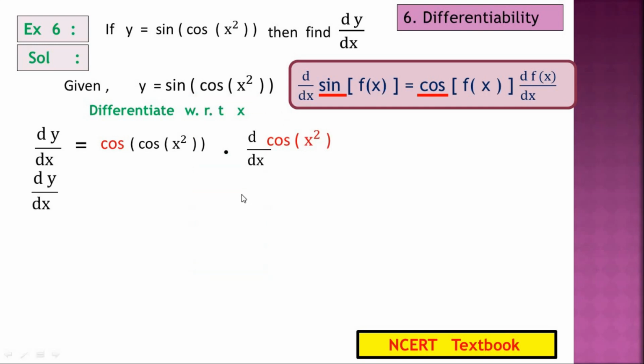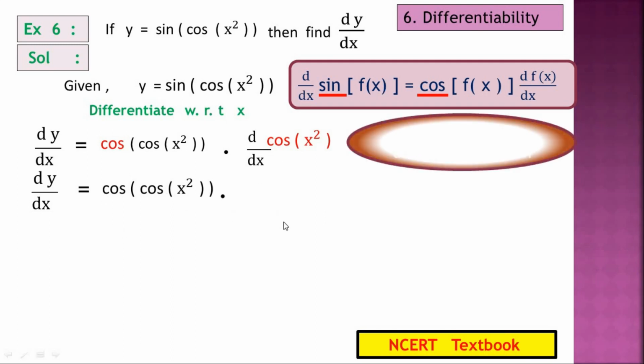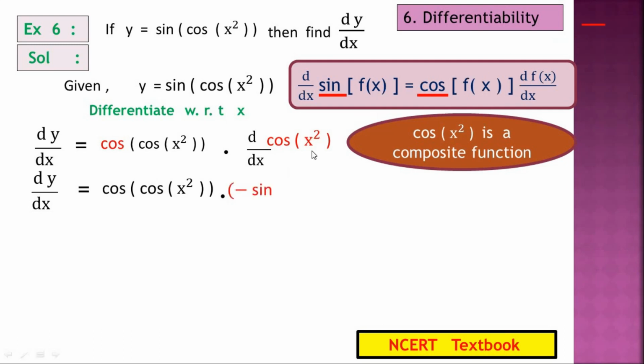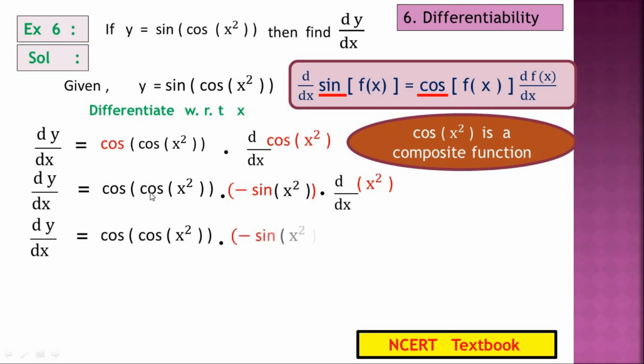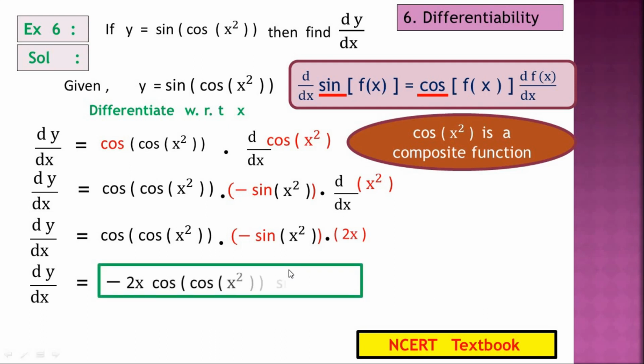So dy by dx is equal to cos of cos x square as it is, into the derivative of cos x square, minus sine x square, into d by dx of x square. In the next line just write the derivative of x square, which becomes 2x. So rewriting this function, it becomes minus 2x cos of cos x square into sine of x square.